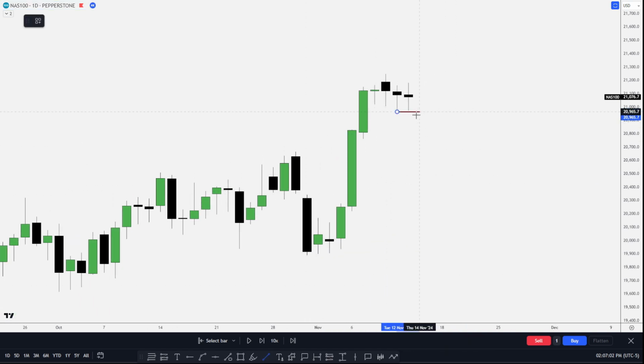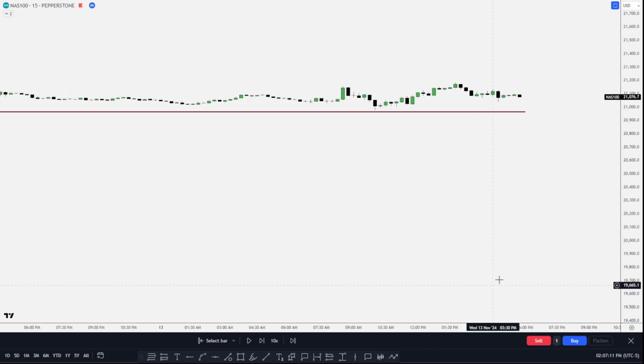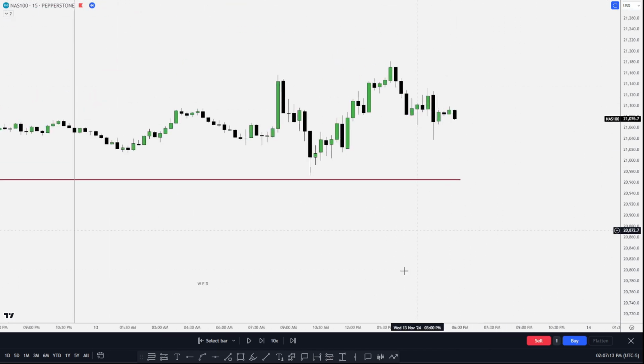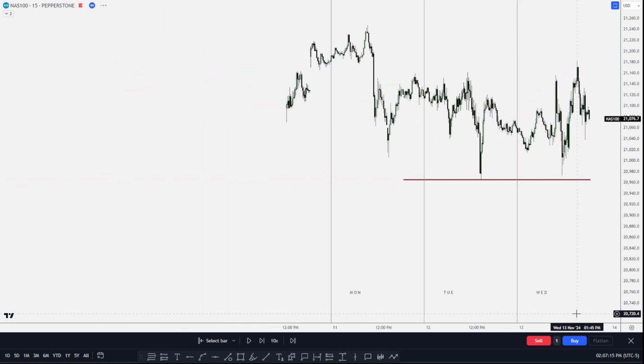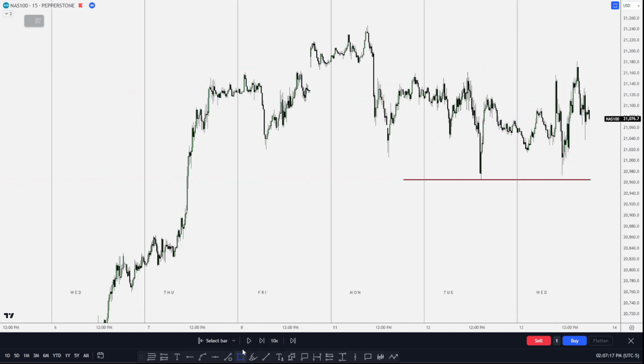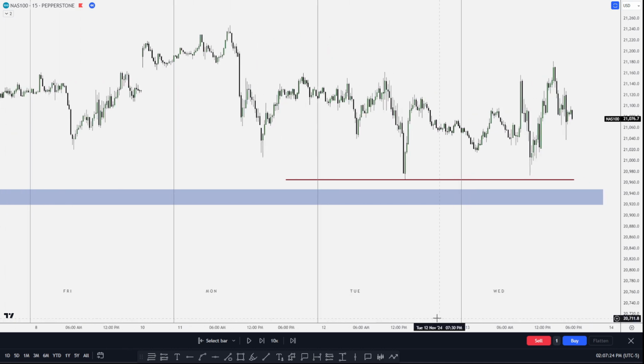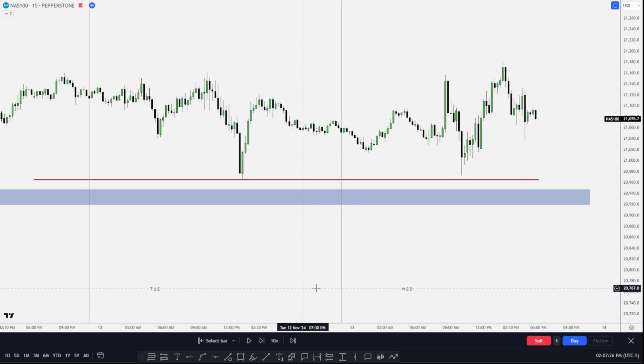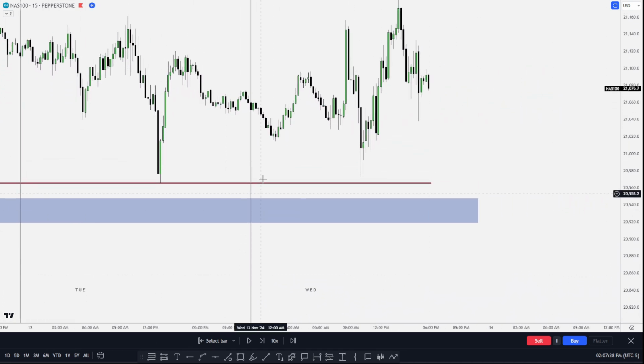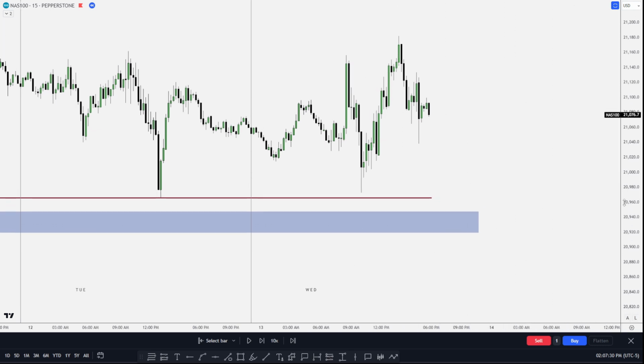So equal lows here. We'll drop down to the 15. Fair value gap here. So we're knowing price is getting down here. Now the question is, where do you trade? Where do you put your stop loss? The basic stuff.